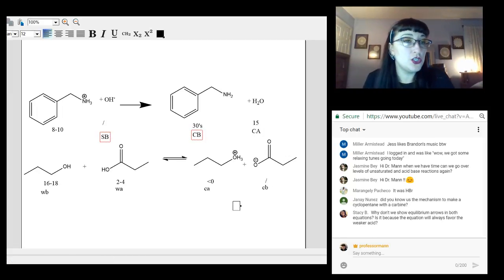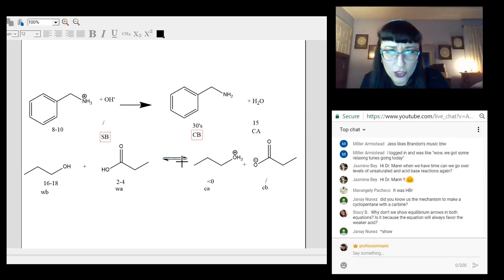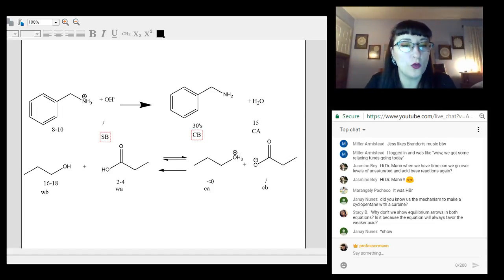And if we wanted to show the direction that the equilibrium would favor, I don't think there's a way for me to show that on here. But the equilibrium would be pointing in the direction towards the weaker acid, so the carboxylic acid would be the weakest acid when you're comparing the weak acid to the conjugate acid. Okay? So if you have other questions on that, ask me.